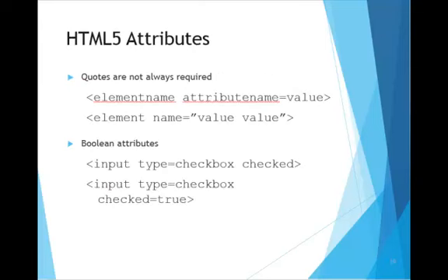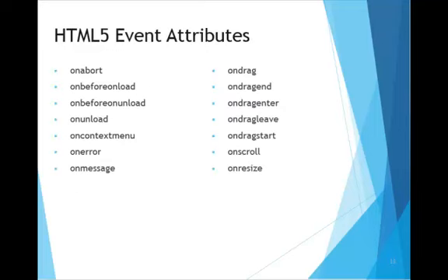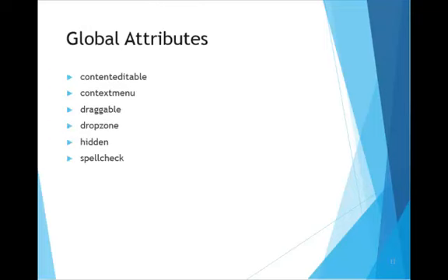Some of the attributes in HTML5: quotes are not always required. For instance, you can have the element name equals a value, or you can do element name, attribute name equals value. We also have Boolean attributes in HTML5, in which the input type can be a checkbox, or you can set the checkbox checked to true. We also have some HTML5 event attributes, which give our web pages some dynamic functionality similar to JavaScript. These are the global attributes available in HTML5.